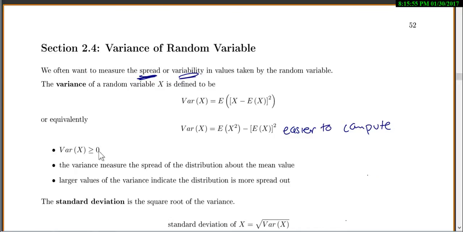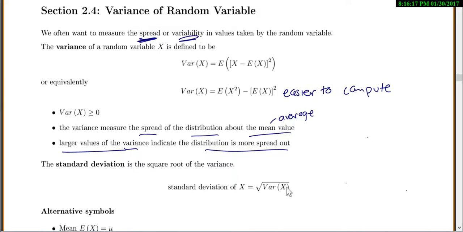A few notes: the variance will always be positive, because notice everything up here is getting squared. The variance measures the spread of our distribution about the mean value. Now mean is another word again for average. And larger values of variance mean that our distribution is more spread out. If you want to find standard deviation, you take the square root of the variance. So standard deviation of X is the square root of the variance of X.